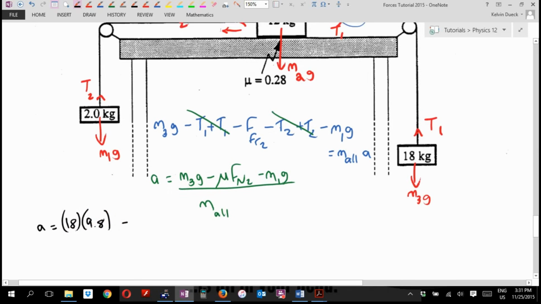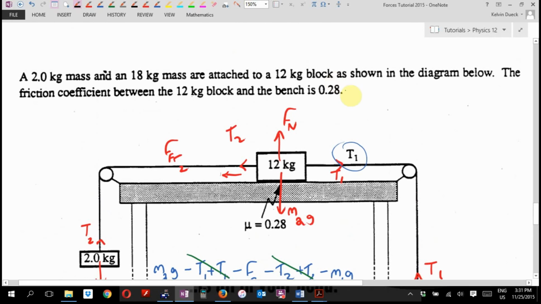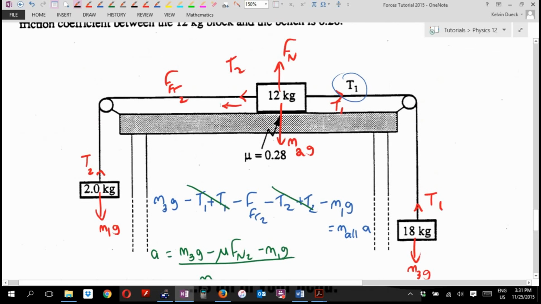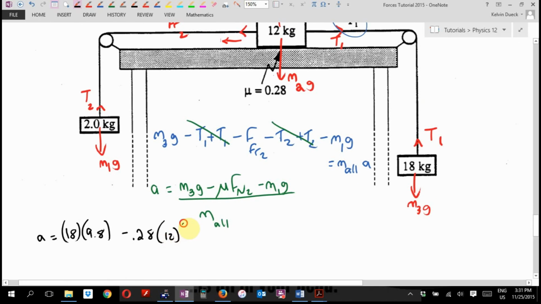minus, what did we say the coefficient of friction was? 0.28, right there. Mass 2, 12, times 9.8. There's my normal force. Minus 2 times 9.8. All over 2 plus 12 plus 18. I think 33 if I do the math in my head.